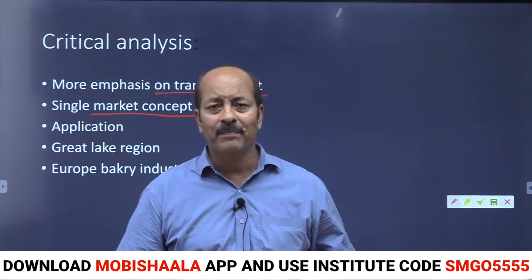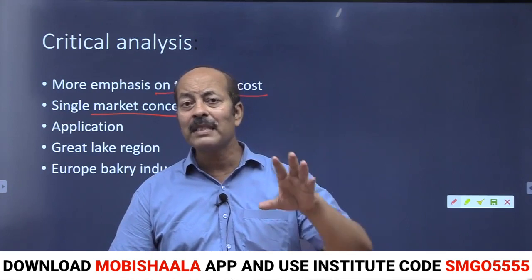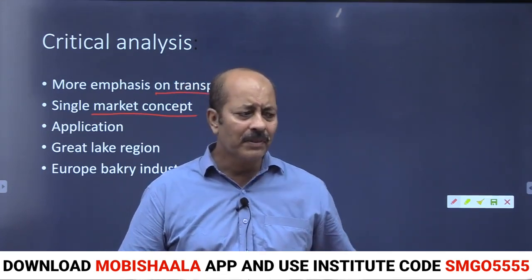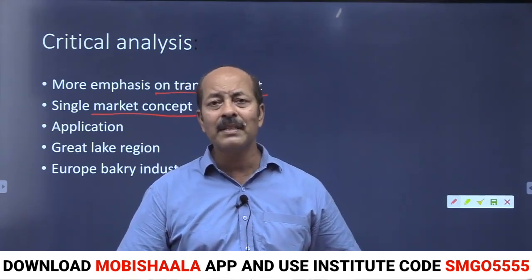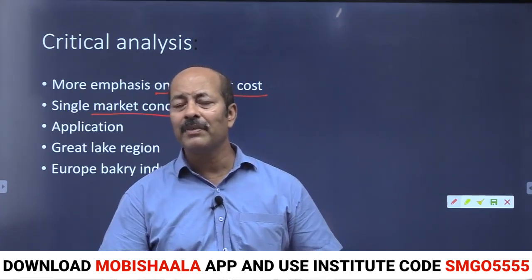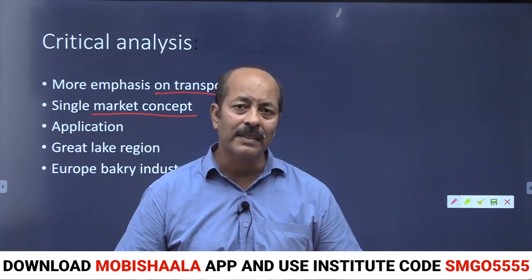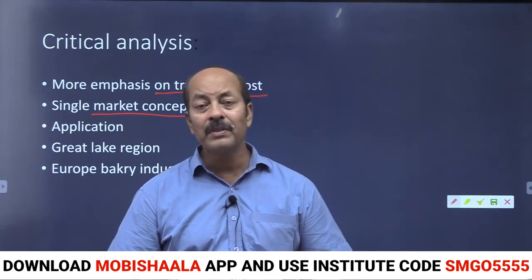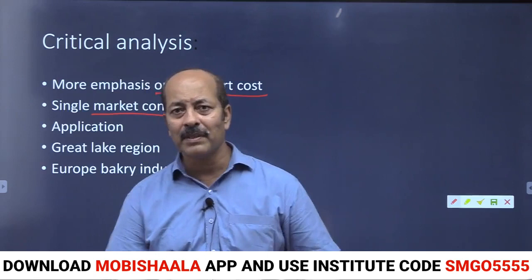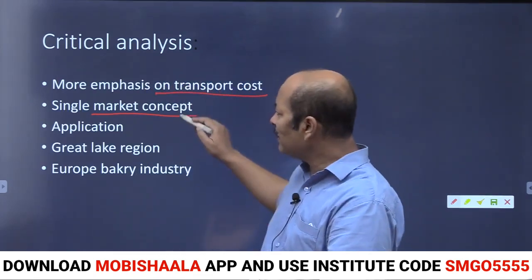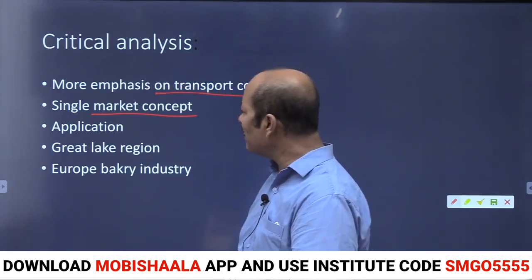The third thing, he emphasized the homogeneity of area. But we won't find homogeneity. There are differences of people, different culture groups, and different topographical areas also. So we cannot find a uniform, homogeneous area. So these are the three criticisms of Weber.